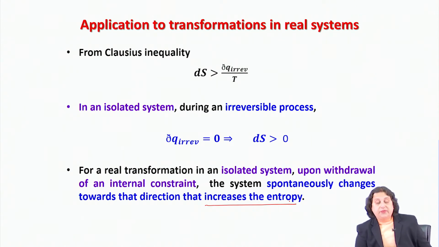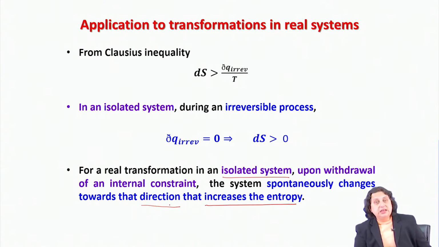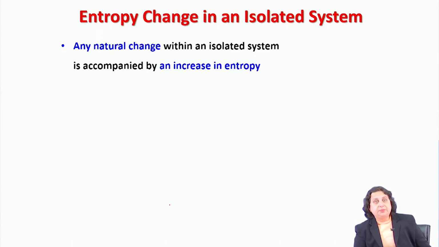So, this is a very important statement. So, what kind of system do I have? I should have an isolated system. This isolated system should be made to undergo a spontaneous change in state. So, that is going to be your experiment. And your observation would be that the system would spontaneously change towards that direction that is associated with the increase in entropy.